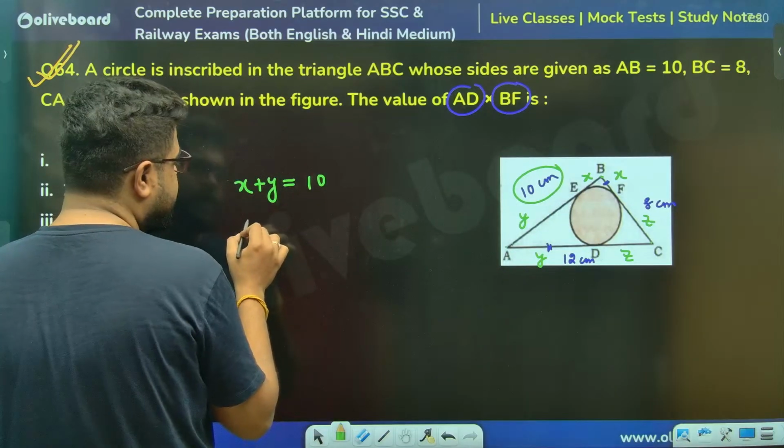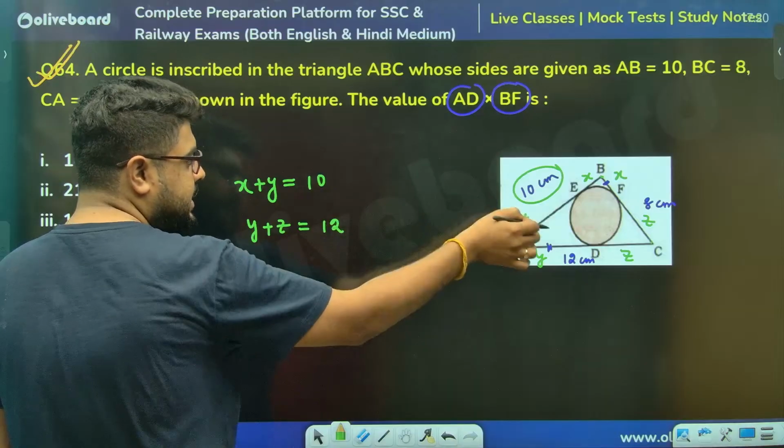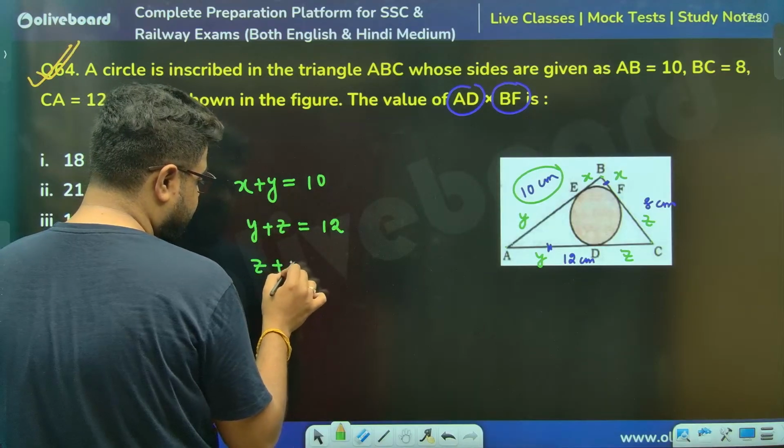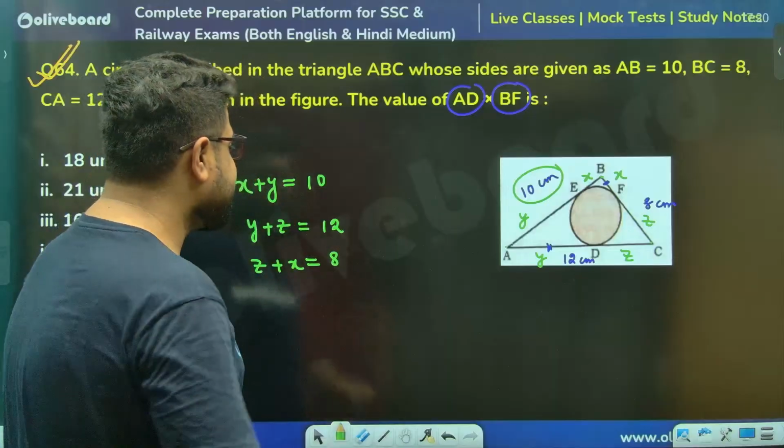The next one, sir. Y plus Z, side AC, is equal to 12. Z plus X is equal to 8. You see, we will derive our shortcuts.